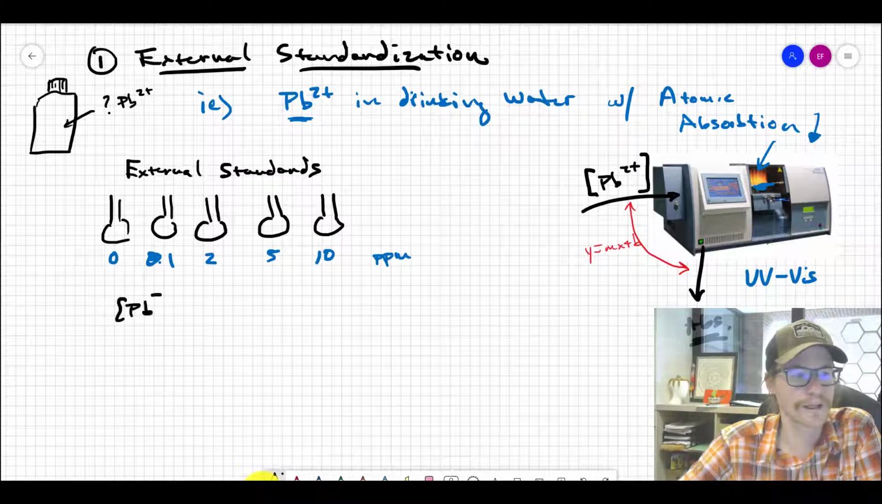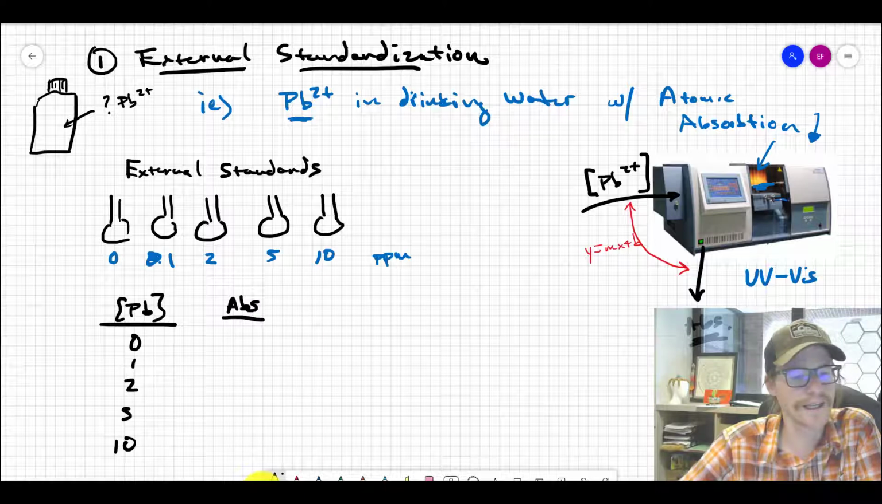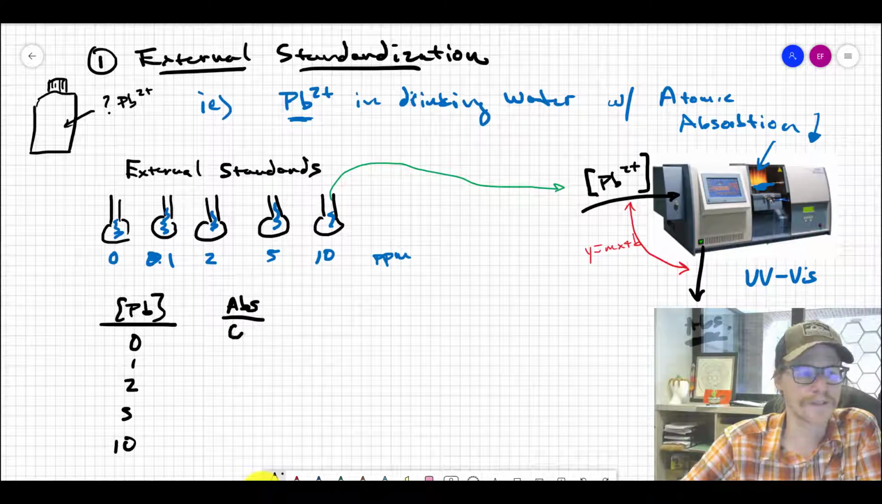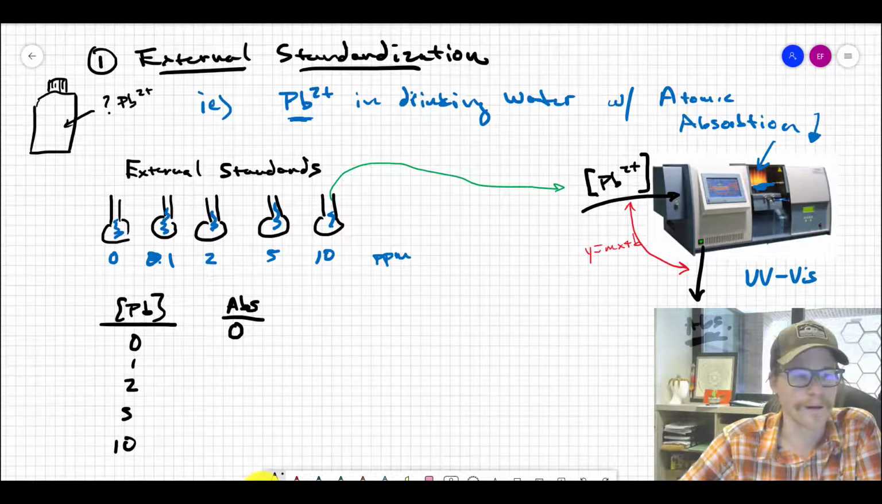So I'll write lead in brackets. That means lead concentration is 0, 1, 2, 5, and 10, and then we have our response here. We would take each one of these solutions, each of which has some stuff inside of it, and inject it into our spectrometer. Each time, we would observe a response in units of absorbance based on the tool we're using. Say our first absorbance gives us 0. That's nice, that's convenient. The next one gives us a response of 0.1, and then 0.2, and then 0.5, and then 1.